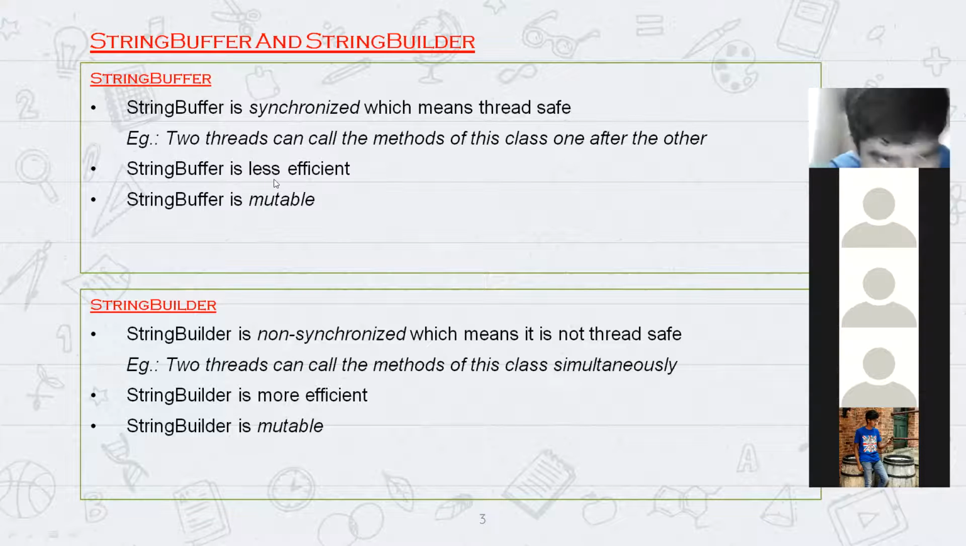So string buffer is less efficient than what? String builder. Correct, less efficient than string builder. String buffer is mutable, and string builder is also mutable, but string builder is more efficient than string buffer. Correct. String builder is non-synchronized, which means it is not thread safe.